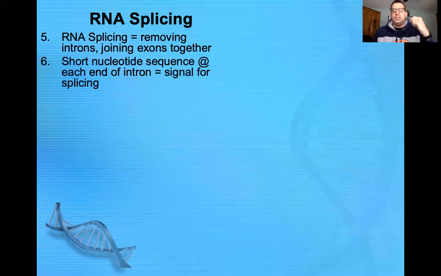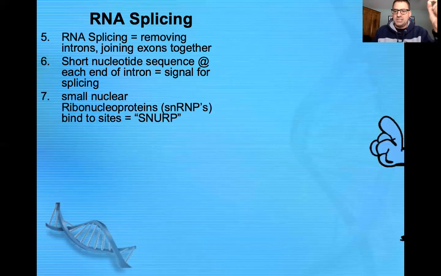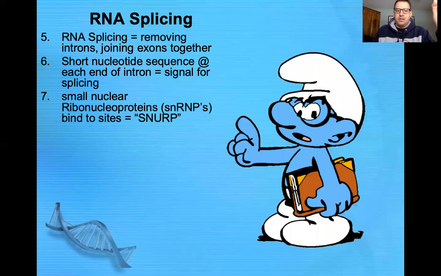Okay, there is a short nucleotide sequence at each end of each intron that is a kind of signal for splicing, which is carried out by small nuclear ribonucleoproteins called SNRPs. And I always think of them as like these little blue molecules that are moving around, because it reminds me of the word Smurf. They're not actually blue, but that's the first image I get in my head. And these SNRPs, these small nuclear ribonucleoproteins, bind to these sites at the end of each intron, right?